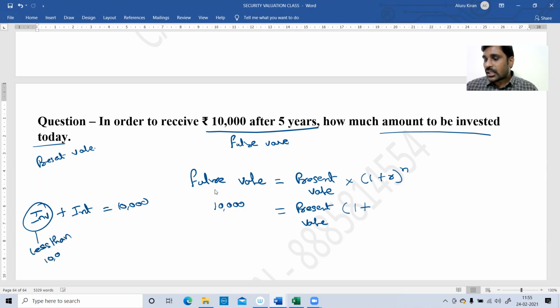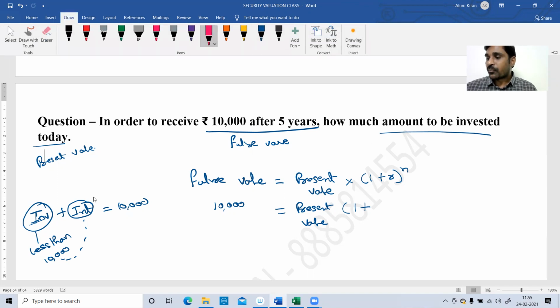Obviously, on this investment I earn the interest. So the investment will be less than 10,000. Okay. So how much is the rate of interest? How much rate of interest can I earn? This is the question mark.